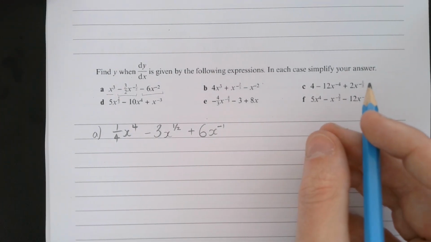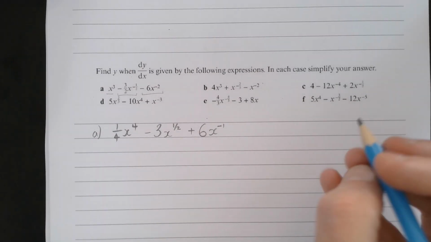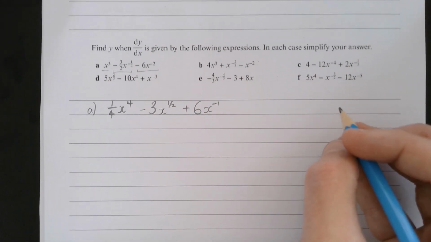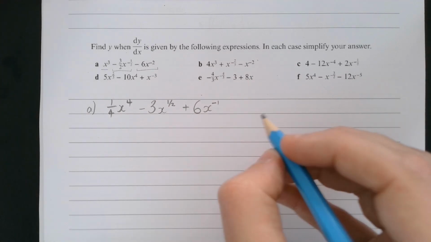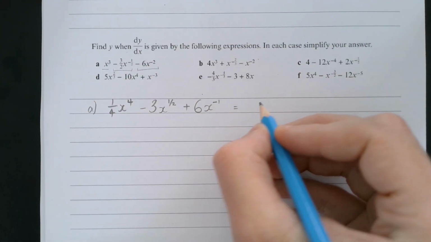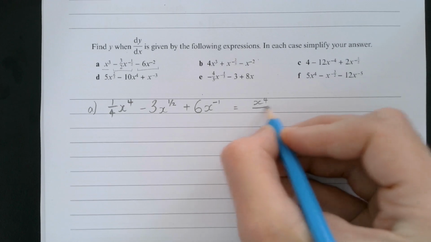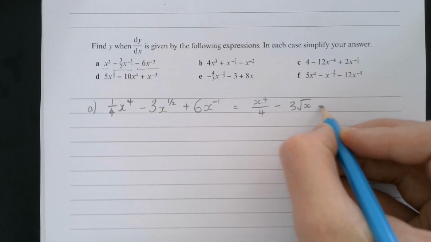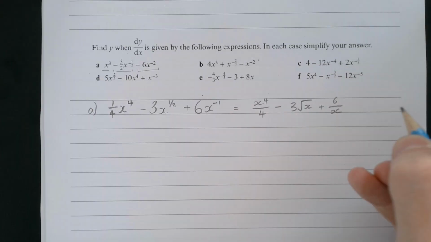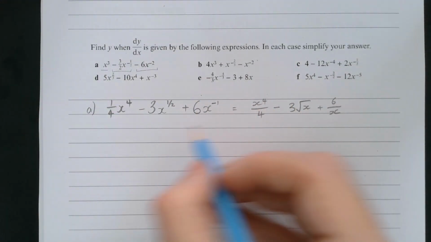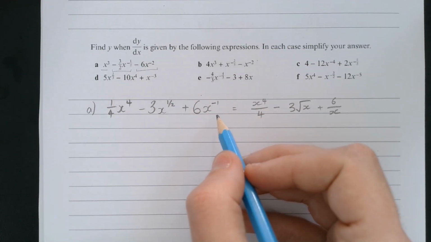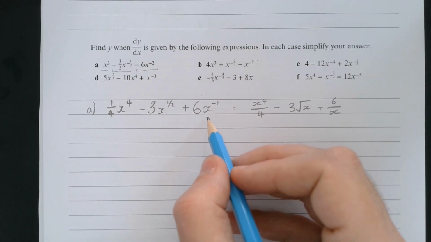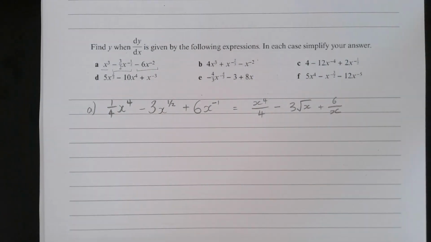If you want to now rearrange that, you can. It says here to simplify your answer. These are pretty simplified already. If you'd rather have it written as, say, x to the 4 over 4 minus 3 root x plus 6 over x, you can. But I would say this is absolutely fine, and that's how I would leave it until I needed to do something with it.